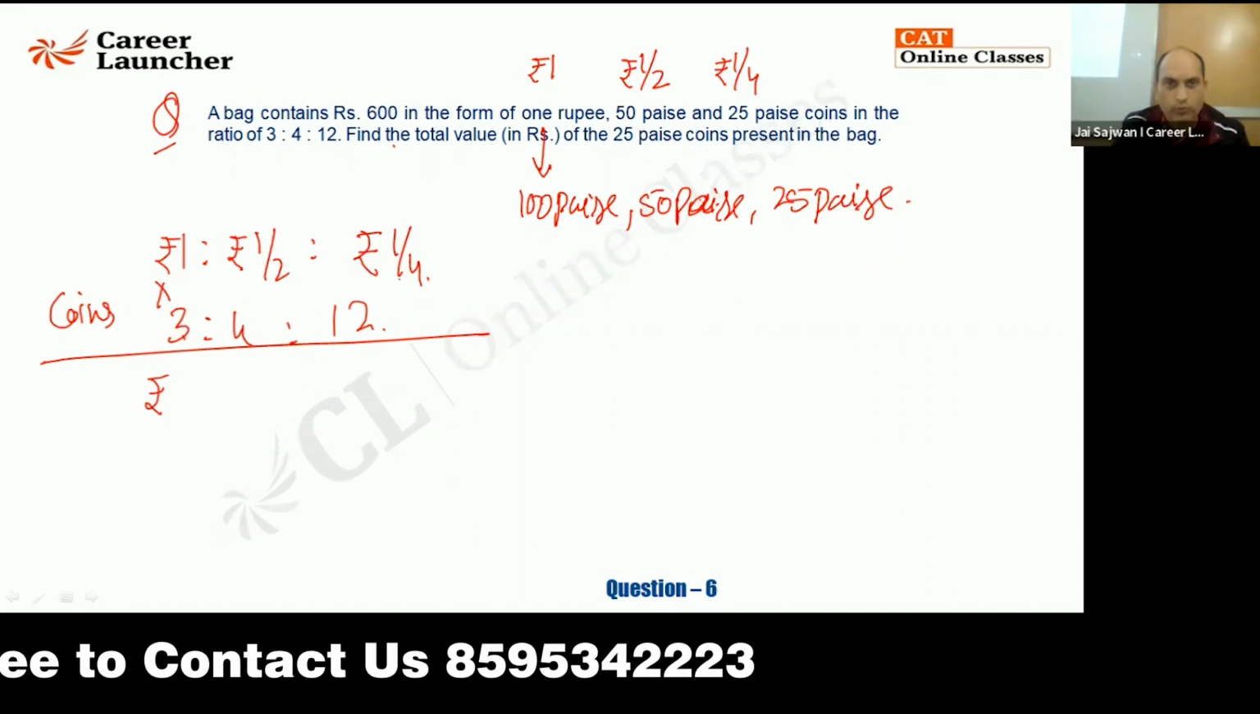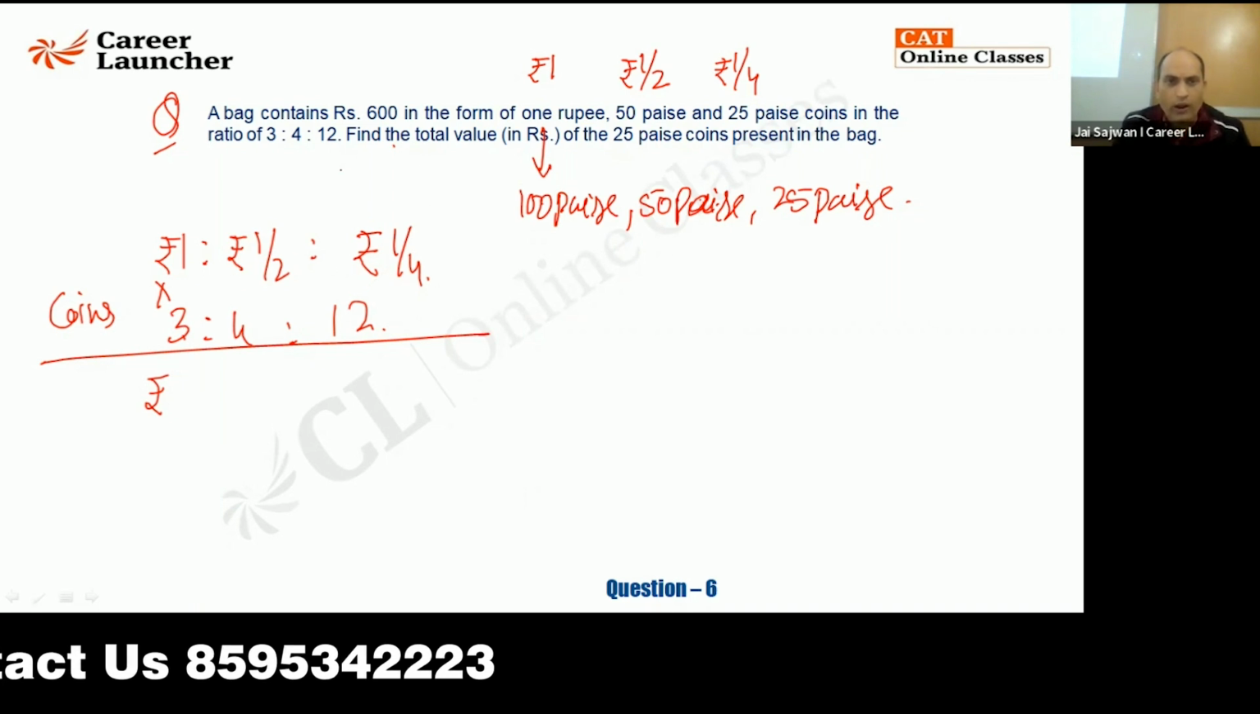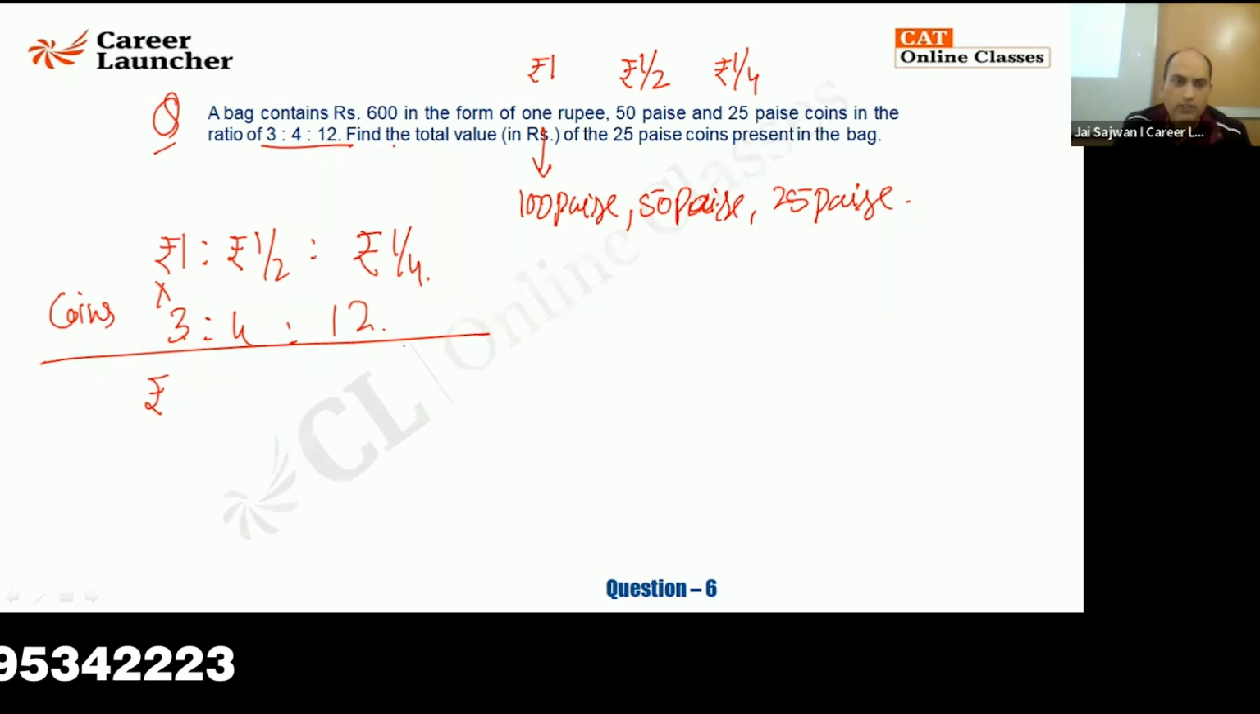Please, 1/4 rupee, 25 paisa is known as a 1/4 of a rupee. The coins are given in the ratio of 3:4:5. So if there are 3 coins of 1 rupee, I'll say I will get 3 rupees. Do you understand it? I will multiply 3 into 1.